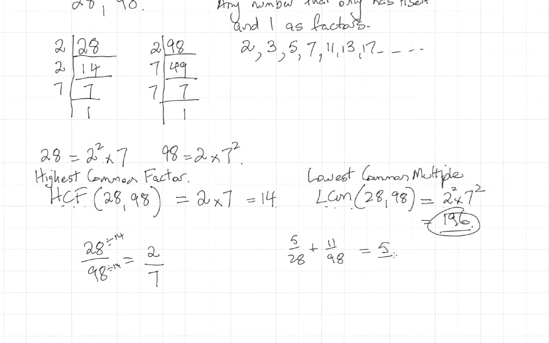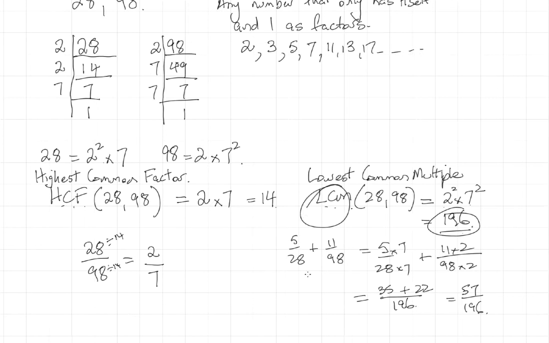So it'll be 5 over 28. Now we've already seen that we've got to multiply that by 7 to get to 196, plus 11 over 98. What have we got to multiply that by to get to 196? 2. Then you've got 196, and you'll be able to add your fractions, 35 plus 22, and so on. So you've got 57 over 196.